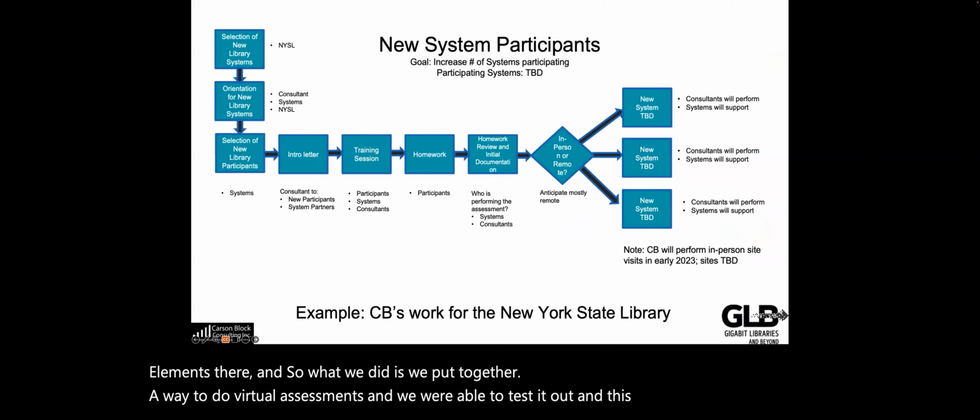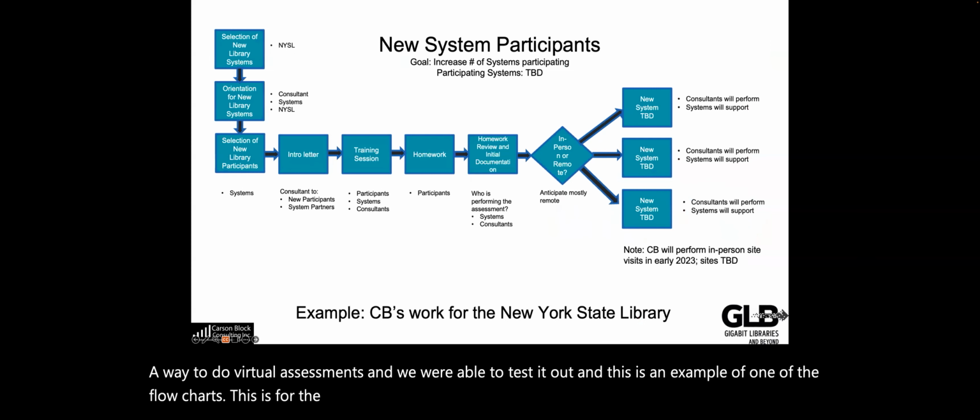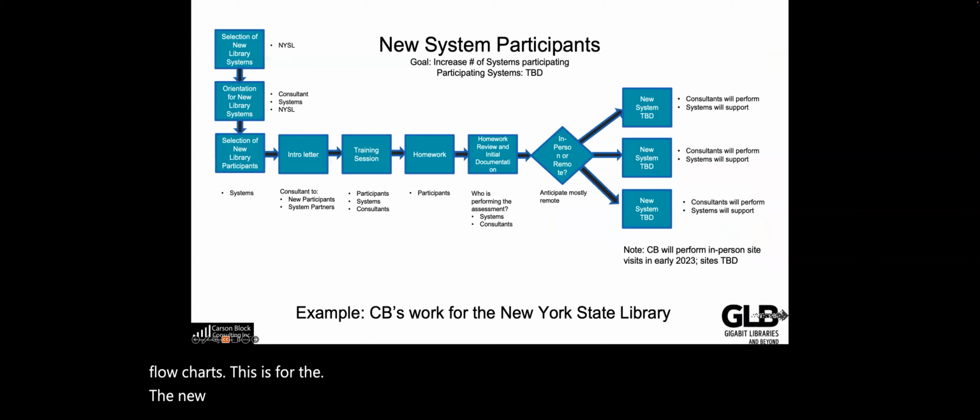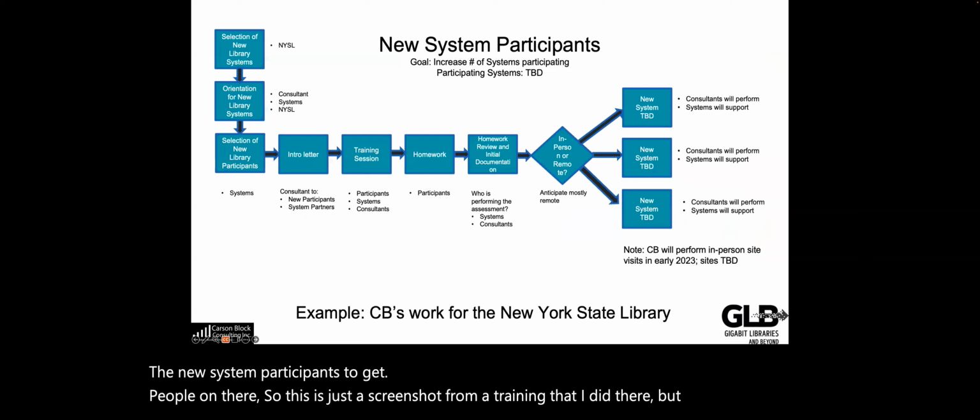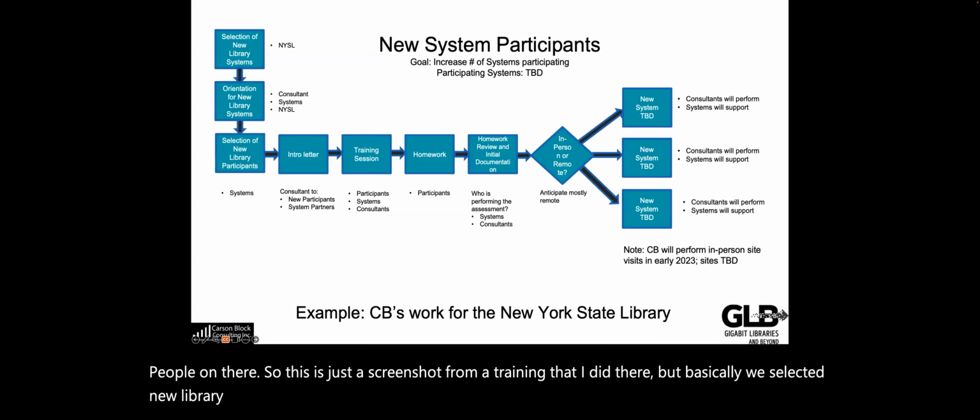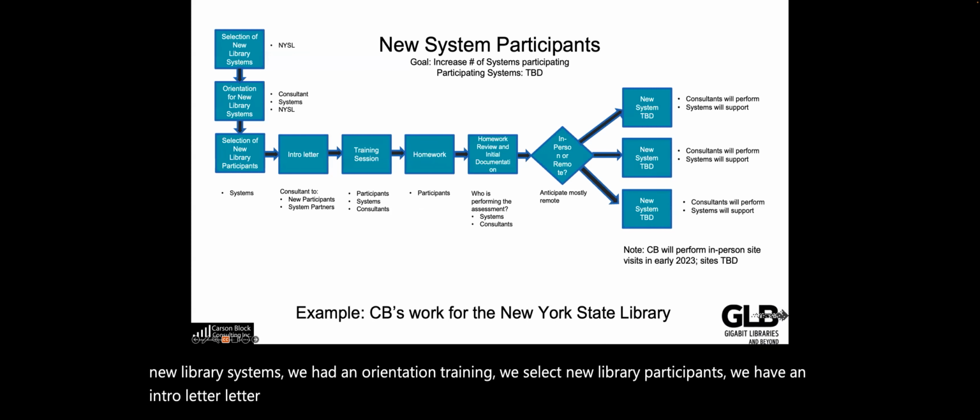And this is an example of one of the flowcharts. This is for the new system participants to get people on there. So this is just a screenshot from a training that I did there. But basically, we selected new library systems. We had an orientation training. We select new library participants. We have an intro letter, a training session where we do Tech 101, homework for the participants.